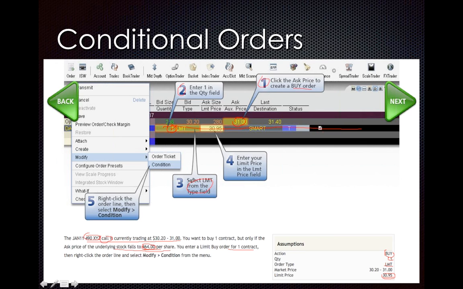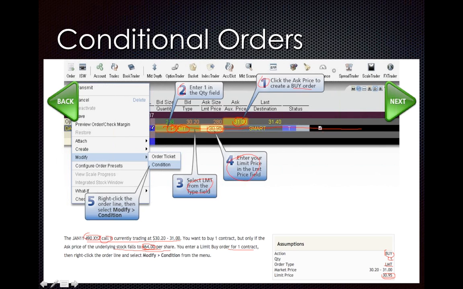Okay, so number 3 again, you selected the type of order here. It's a limit order. Okay, and you're limiting your purchase price of the options to $30.95. It means that you will not buy the options if they are $30.96, only up to $30.95. Okay, and that's your limit price, number 4.